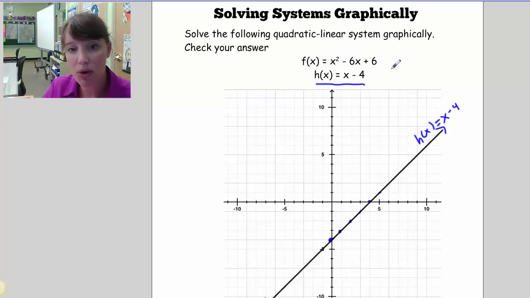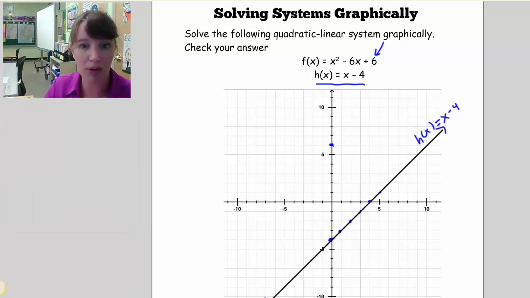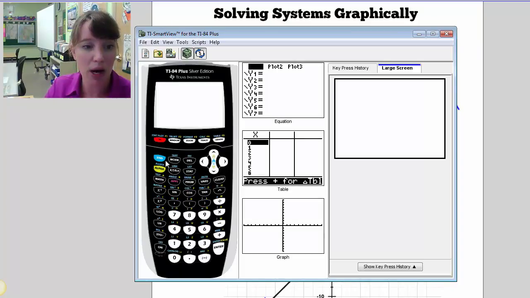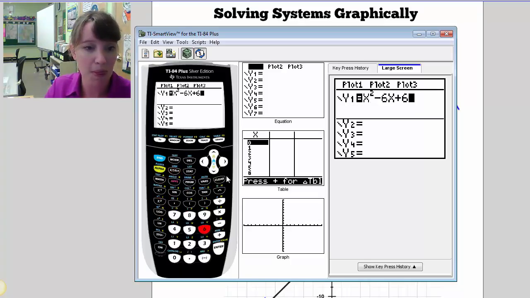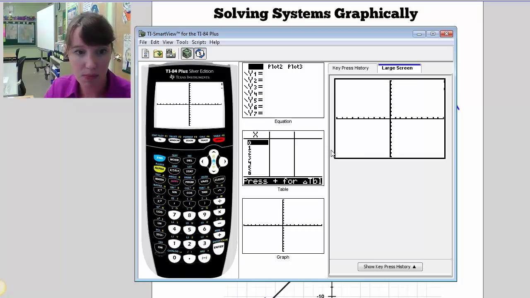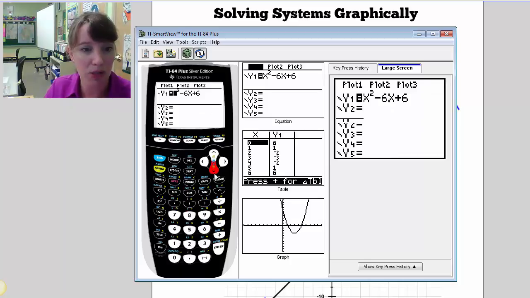Now, in order to graph this, one thing I know is that it has a y-intercept of 6. So that's going to go up here, but I don't know any other point. So what I'm going to do instead is pick up my graphing calculator, go to my y equals, and put this in: y equals x squared minus 6x plus 6. Let me go ahead and graph this. And while I'm at it, I'm going to graph x minus 4 as well, just to get an understanding of where I think they should meet.